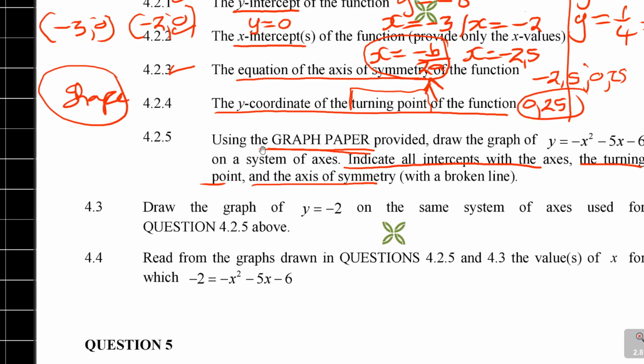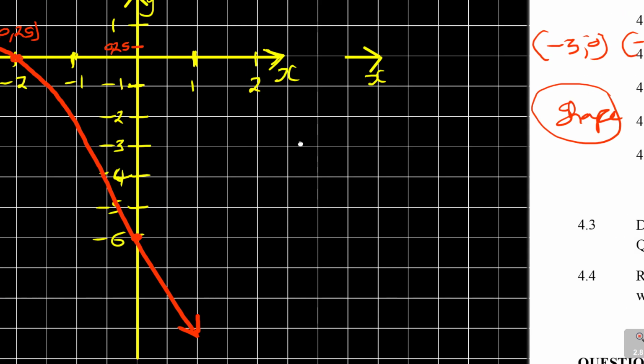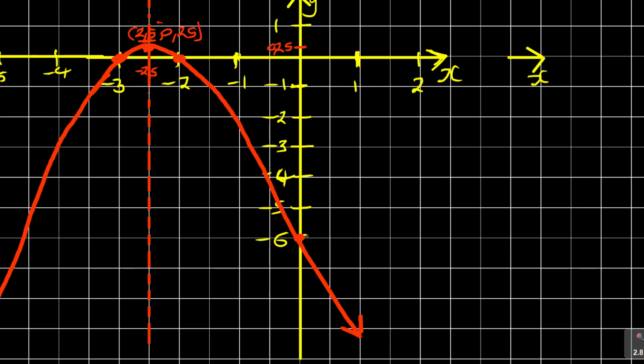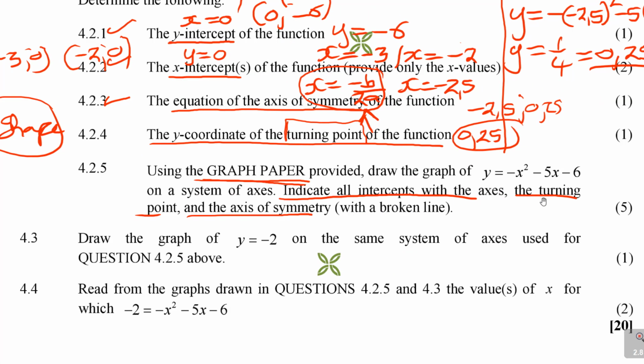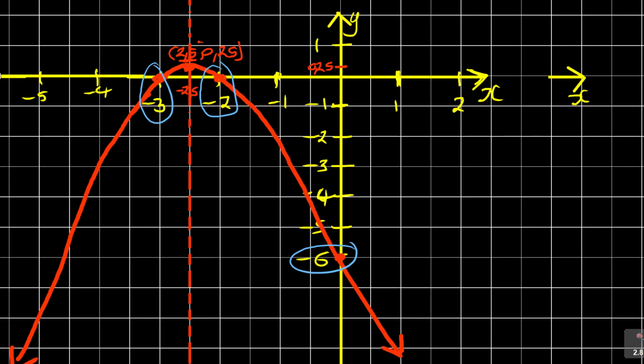Reading from the question, let's read again. Indicate all intercepts with the axis. To intercept is to cut. So there is the indication of an intercept: -2 is indicated there, -3 is indicated there. So far so good. And then the turning point. If there is no way of indicating the turning point except like this, you need to show us in coordinate form. Please make sure that part is visible: -2.5, -0.25. They will need to see it like that.